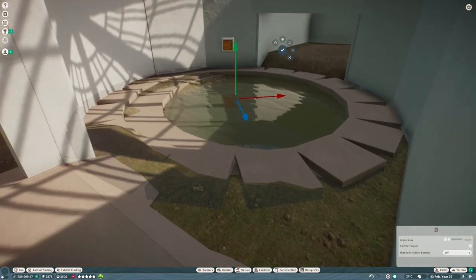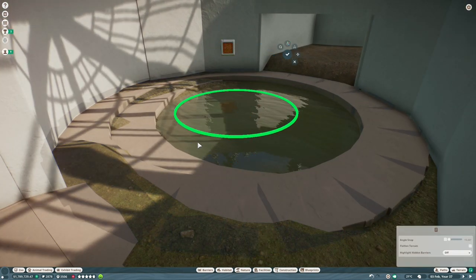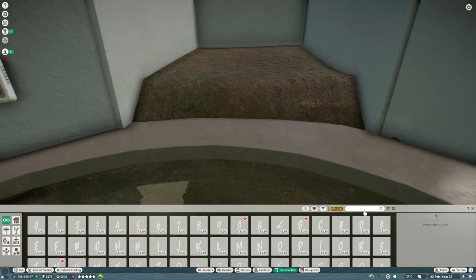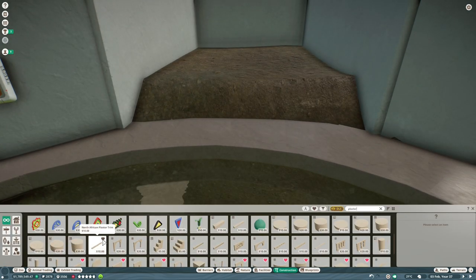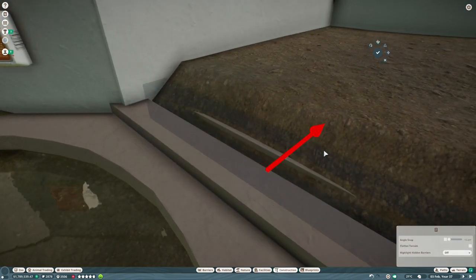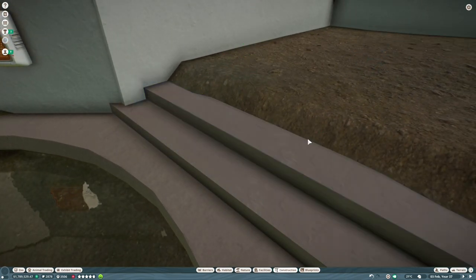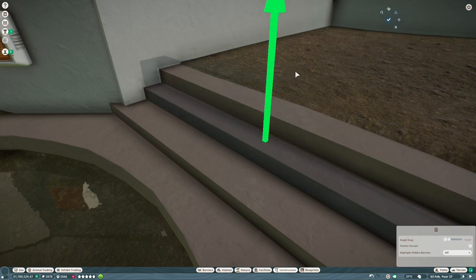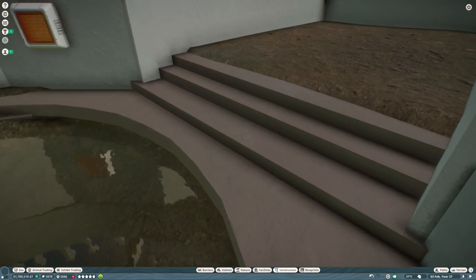So I raised it up a little bit, but it still sits nice and low, still barely visible from the other side of the paths, which is what I wanted. These are some of the new Africa Pack pieces which I'm using to make the stairs here. So many great pieces in that pack, it really makes it easier to build certain things with all the plaster pieces that we've got.